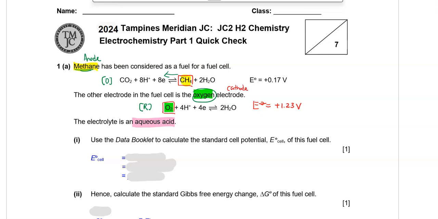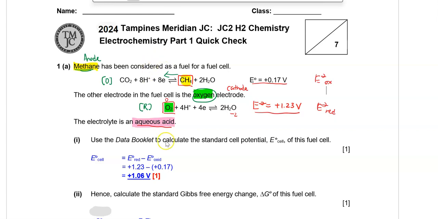Okay, so the E naught of this equation is given. I've taken reference to the booklet to get the E naught of the reduction of O2 to H2O. So take note, we are using an acidic medium. So we are supposed to look at the data booklet to calculate the standard cell potential of this fuel cell. This will be my E naught reduction, because reduction is occurring here. This will be my E naught oxidation. To apply the formula, E naught reduction minus E naught oxidation. Sub in the values 1.23, subtracting positive 0.17, and therefore you get 1.06 volts.